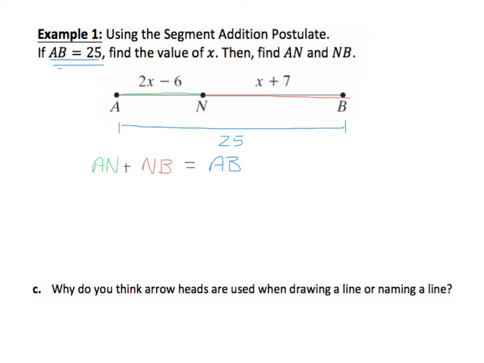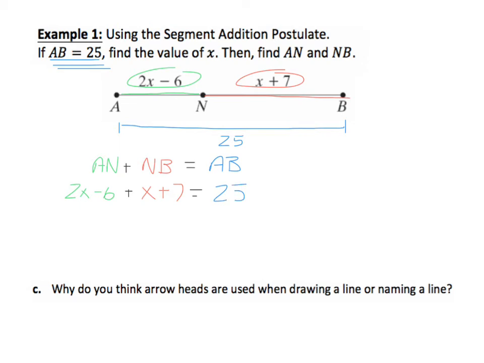We're also told right here that AB is 25. And we can see in the diagram that AN is 2x minus 6. So go ahead and sub that in, 2x minus 6, plus NB is x plus 7. And that's going to equal AB, which is 25. Now it's just an algebra equation.